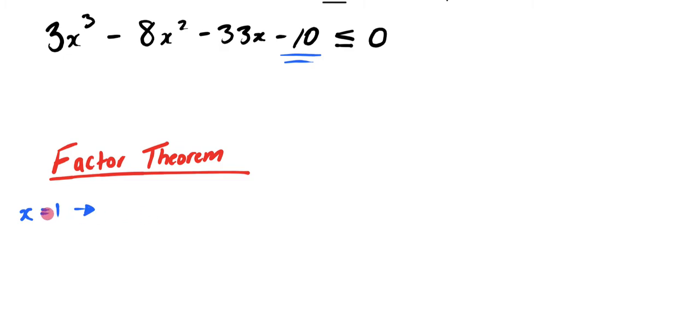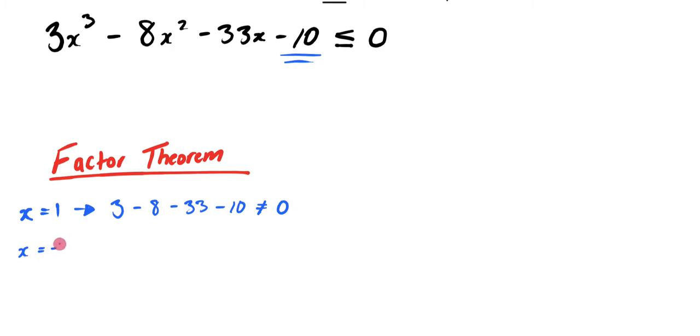Okay, so if I let x equal 1, what am I going to get? So if I just sub it straight in, I'm going to get a 3 here. I'm going to get a negative 8 here. I'm going to get negative 33 there. I'm going to get negative 10 there. Now that quite clearly is not going to be equal to 0. I don't have to do the calculations. It's quite clear it's not equal to 0. So let's now move on to our next one.